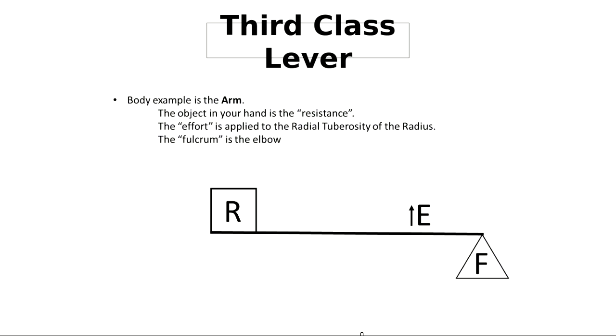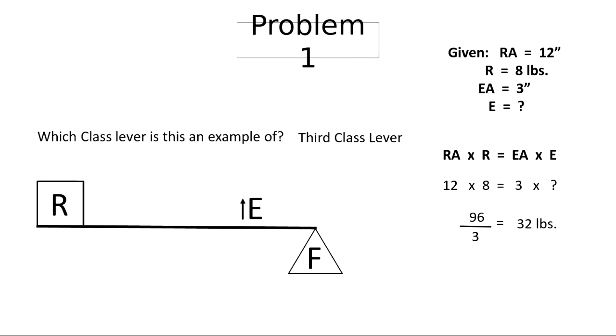So let's look at some problems. Here's problem 1. Which class lever is this an example of? Well, I've got the answer here because it used to be a PowerPoint that you would have to figure out yourself. But it's a third class lever because it's like one like you were lifting a minute ago. Your elbow's here, the resistance is there, and your effort's applied at the radial tuberosity. So this is a third class lever.